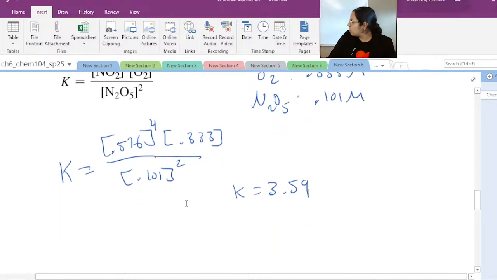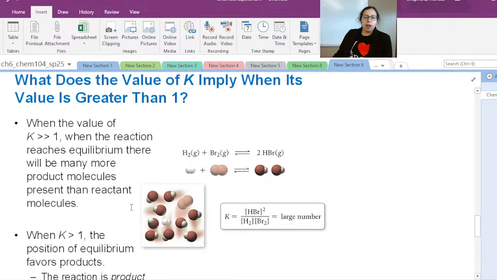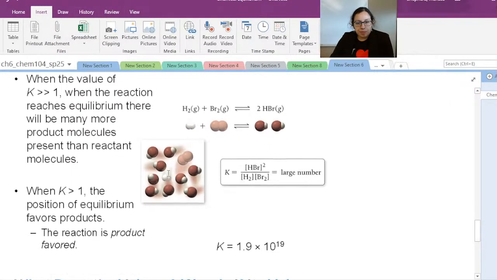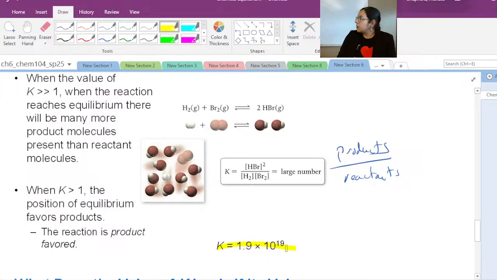But we at least want to appreciate what they're trying to show us with K. So what does this value of K imply? If we're looking at this reaction, H2 plus bromine gives us hydrobromic acid. Look at how they set it up, roughly products over reactants. This is a pretty extreme case, where we have K of 1.9 times 10 to the 19th. Products over reactants, pretty large number. So this is telling me that the products are highly favored. It's probably going to go almost to completion, and only a very small amount of reactants will remain unreacted.